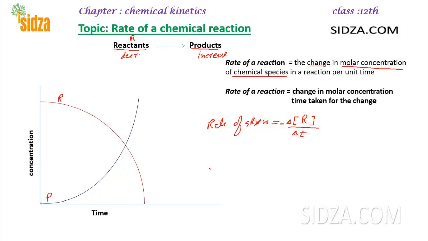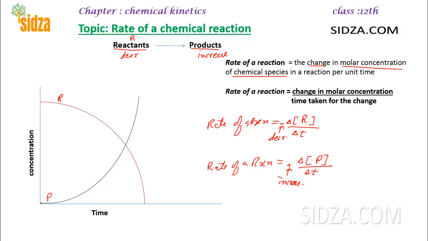I can also express the rate of reaction in terms of products. So the rate of a reaction in terms of products can be written as the change in concentration of products divided by the time. Since here the concentration of products increases, I'll use the positive sign. So the negative sign indicates that the concentration is decreasing, while the positive sign indicates that the concentration is increasing.